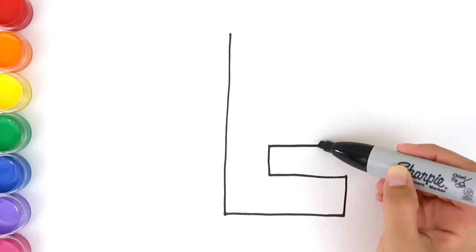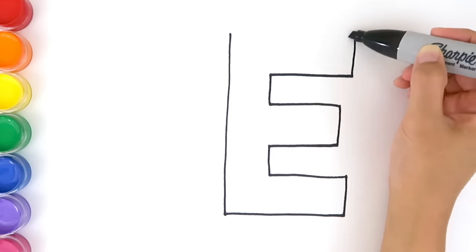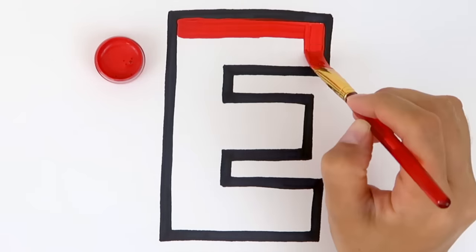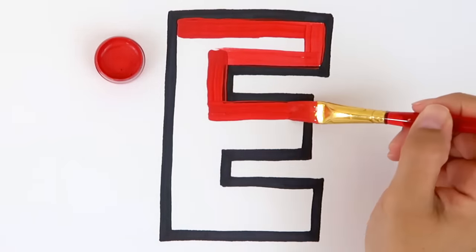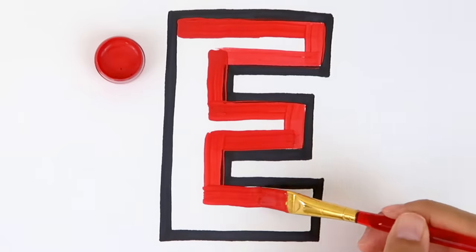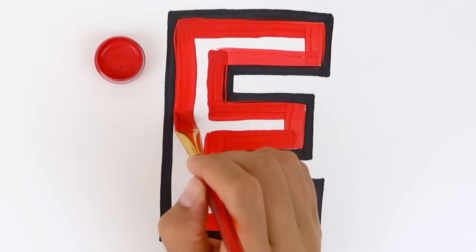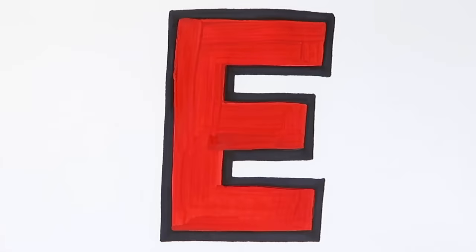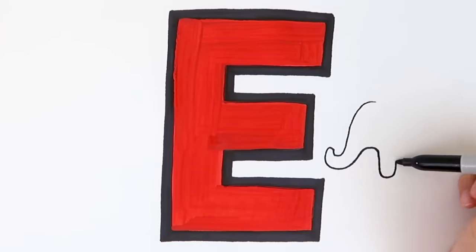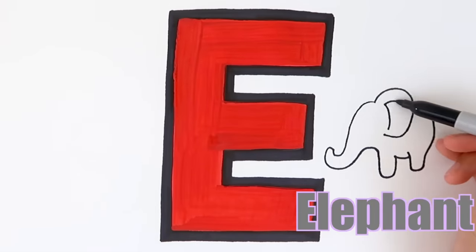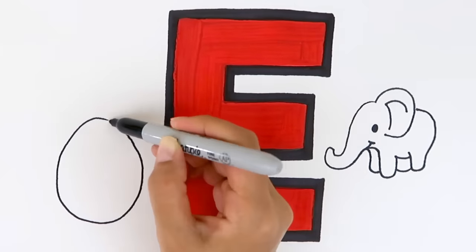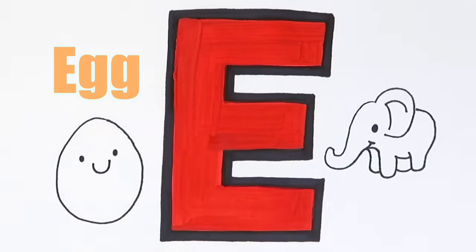E. And let's color the letter E with red. What starts with the letter E? Elephant. Elephant starts with E. And what's this? It's an egg. Egg starts with E.